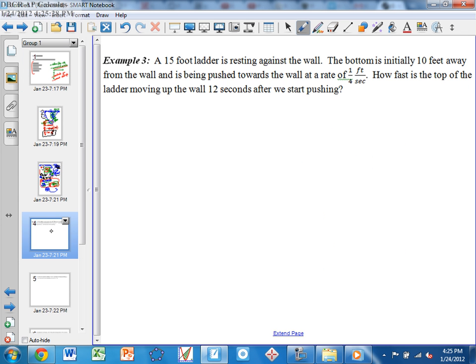Okay? And it does help if you're in physics, because we're going to use the word velocity, but if you're not, it doesn't matter. Velocity is just the rate of change. Remember, velocity is the rate of change of position. That's all it is. But I'm going to use that word. A 15-foot ladder is resting against a wall. The bottom is initially, at start, 10 feet away from the wall, and is being pushed towards the wall at a rate of 1/4 feet per second. Okay? Again, it's being moved closer to the wall at that rate. How fast is the top of the ladder moving up the wall 12 seconds after we start pushing? 12 seconds after we start pushing. Okay? It's a tough problem. It's not an easy problem here.